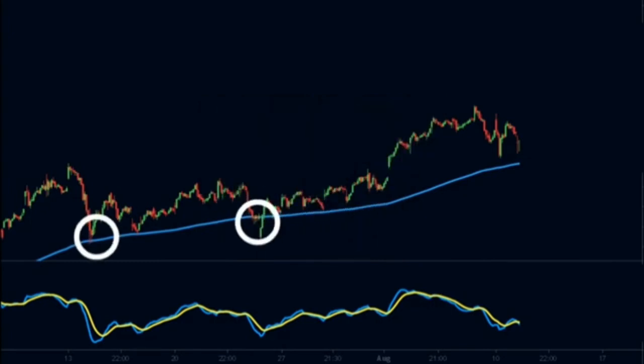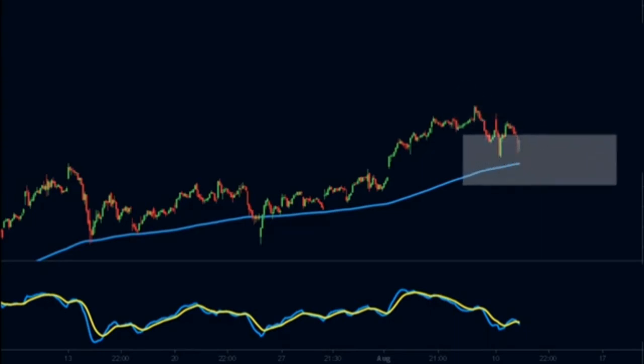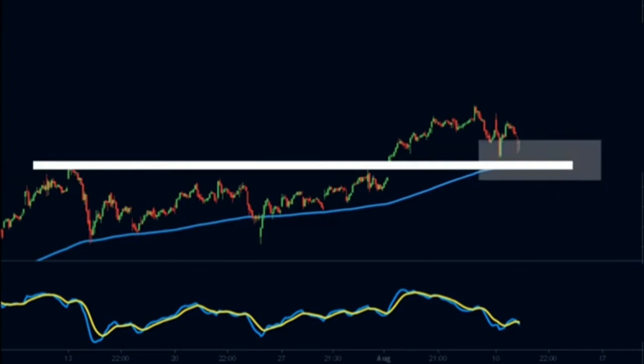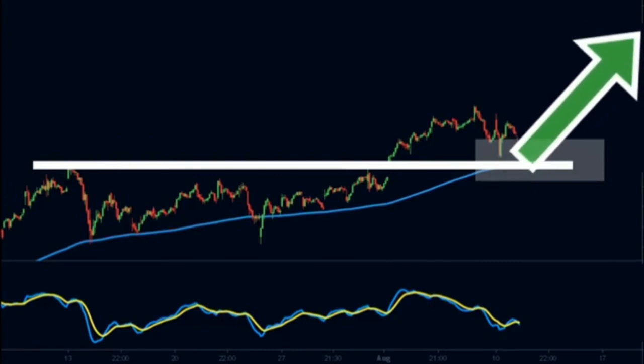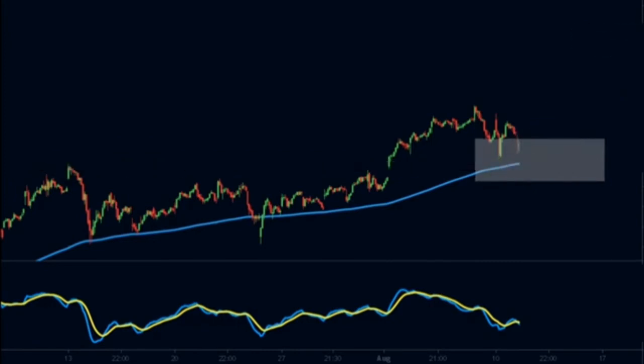The price has respected the EMA before. Hence, we can expect the EMA to provide support once again, as the price makes a pullback. This area also coincides with a strong level of support and resistance. This means that there is a high probability that the stock will bounce back and continue its uptrend after this pullback. We are now prepared to buy at this level.